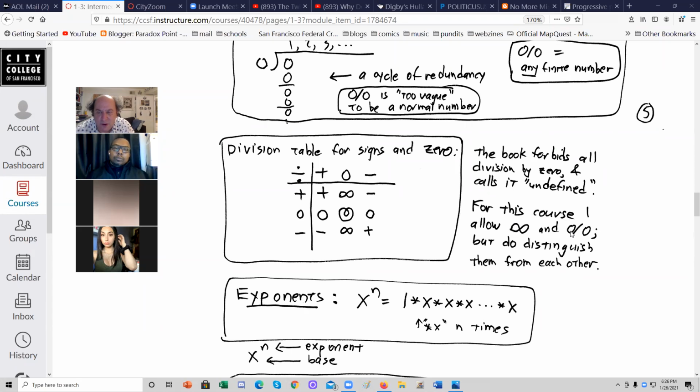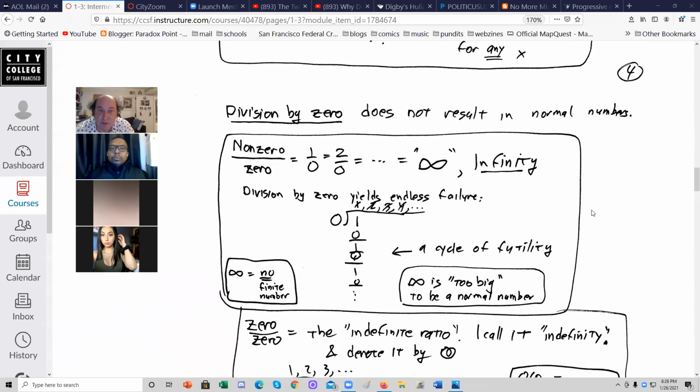You do have to distinguish them from each other. I'd rather you did that. Because like I said, this infinity is something where there's no solution, and the indefinite is where too many things are a solution. We'll be seeing that later when we try to intersect lines. Parallel lines intersect at infinity. Overlapping lines intersect at the indefinite ratio. In other words, everywhere. So more for that.